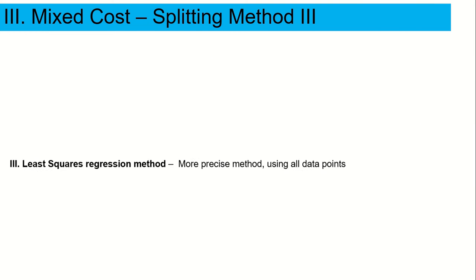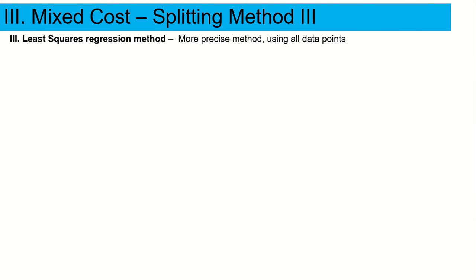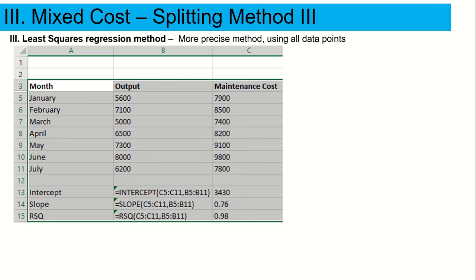Now the third method is the least squares regression method, which is the most precise method amongst the three. Using all data sets, you can go to a simple Excel file, plot the data there, and use the formulas of intercept, slope, and r-square. So intercept is equal to INTERCEPT, bracket, you use the range of data from C5 to C11, comma, B5 to B11, bracket close. You get the value of intercept, which is 3,430. This is nothing but your fixed cost.